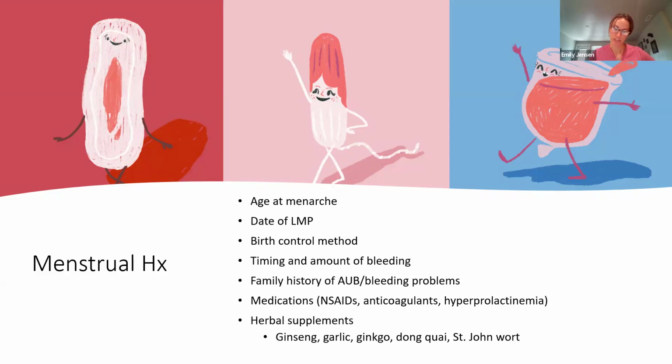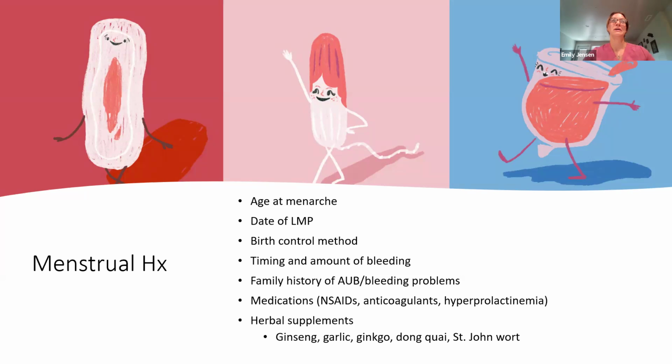And then obviously you want to make sure when you're getting all of this information, you're asking all these questions. What age did they start? What's the date of your last menstrual period? Your birth control, timing, amount of bleeding, going through all of those things, getting their family history, meds. And then I put herbal supplements on here because we live in a world where people don't necessarily trust doctors anymore. They trust TikTok and all kinds of stuff.